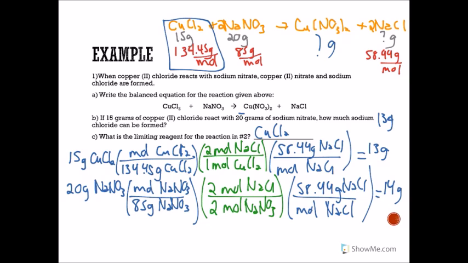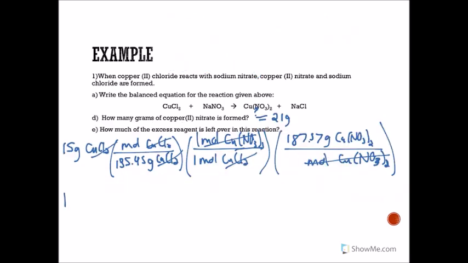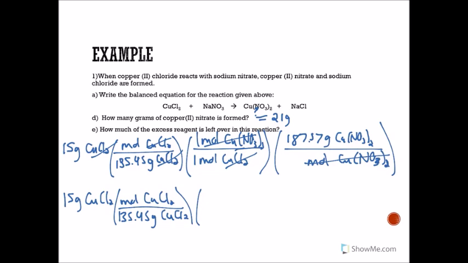And then it asks how much excess reagent is left over. We need to start again with copper 2 chloride. We always use copper 2 chloride as our starting calculation once we find out the limiting reactant. And we need to figure out how many grams of sodium nitrate we actually needed. We do this again. 15 grams of copper 2 chloride. We convert to moles. 135.45 grams of copper 2 chloride over a mole of copper 2 chloride. We have 1 mole of copper 2 chloride in our molar ratio on the bottom to cancel off.